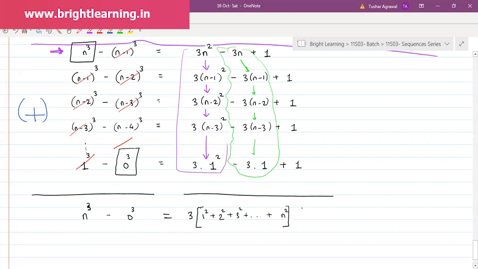The green group is what? So the green group, I will take common subtraction 3. Your voice is breaking, sir. So it is 1 plus 2.